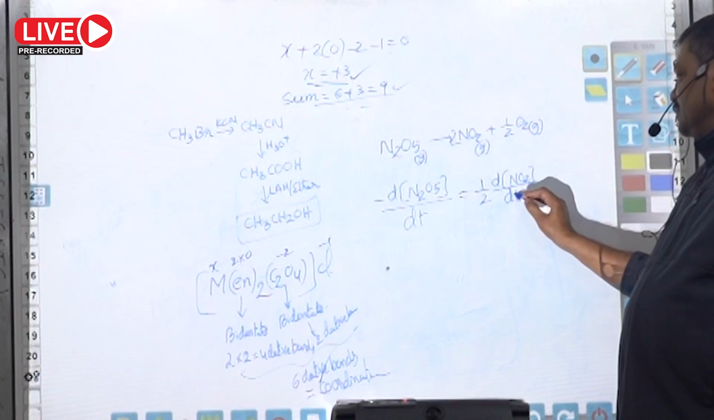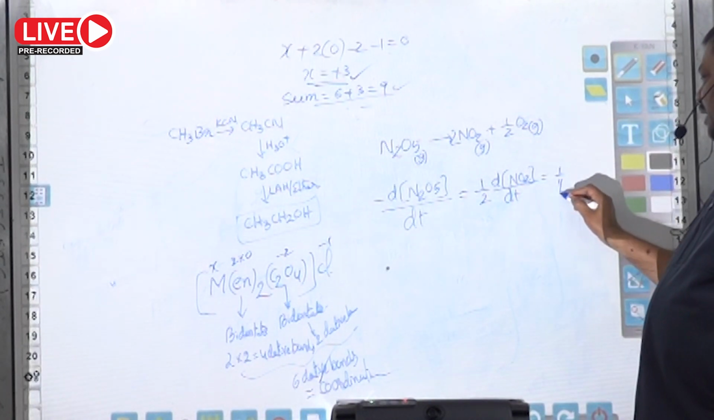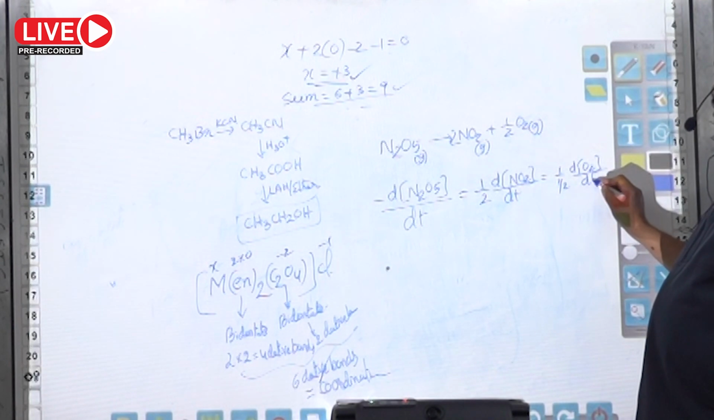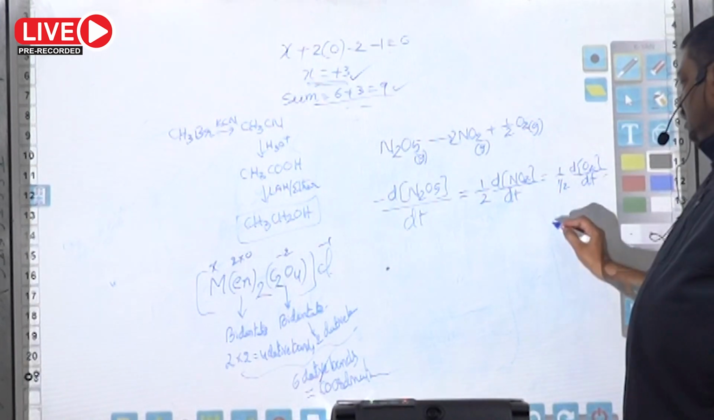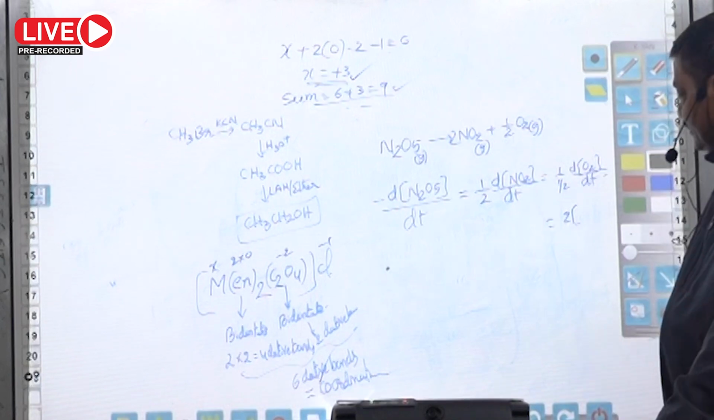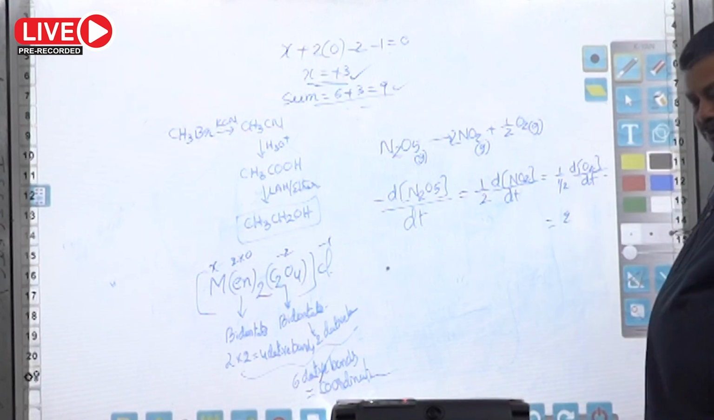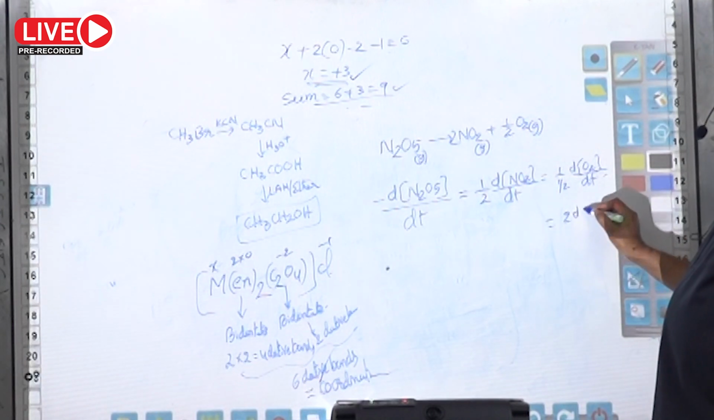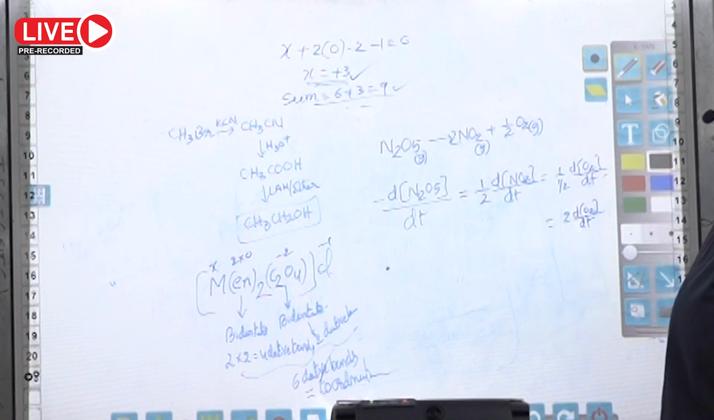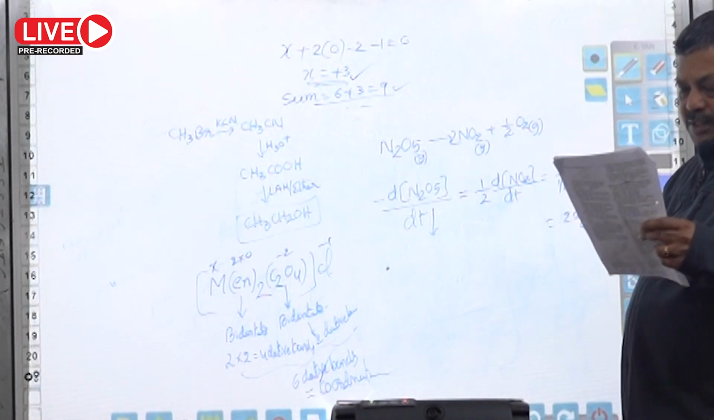Now what is the oxidation number? X plus en twice, 2 into 0, C2O4 minus 2, minus 1 for chlorine. So X is equal to plus 3. So this is X, this is 2 into 0, this is minus 2, this is minus 1. So here you will get 3, here is 6. So the sum is 6 plus 3, that is equal to 9. That is the answer.